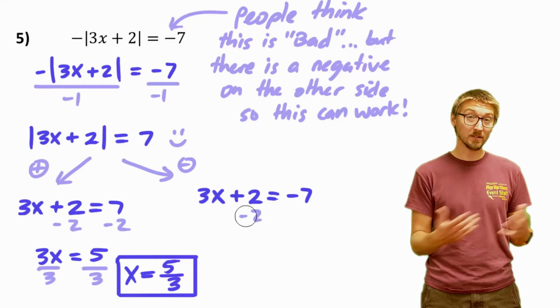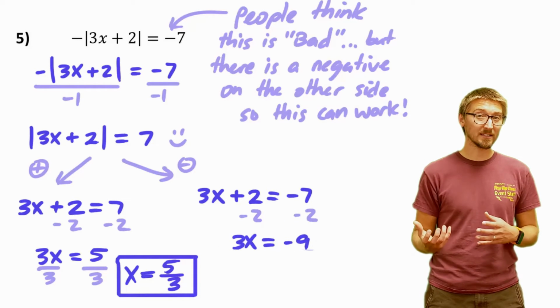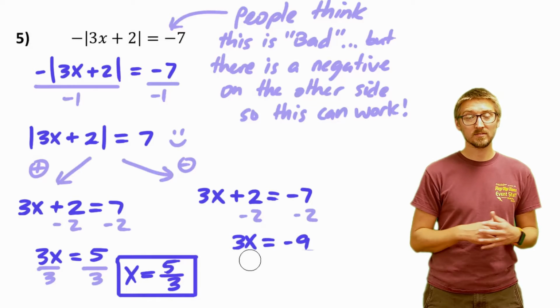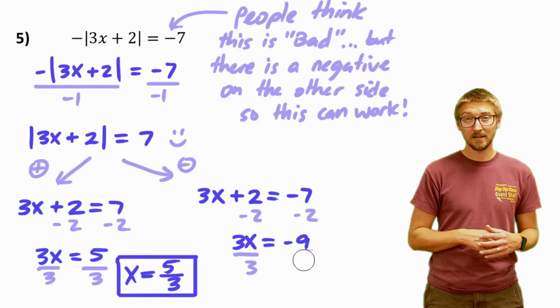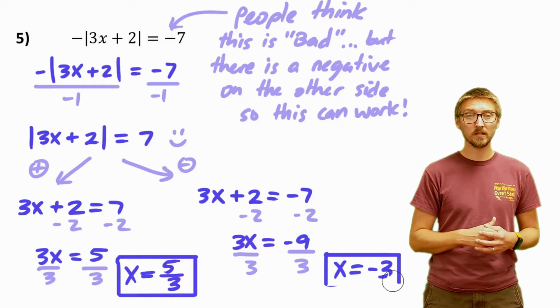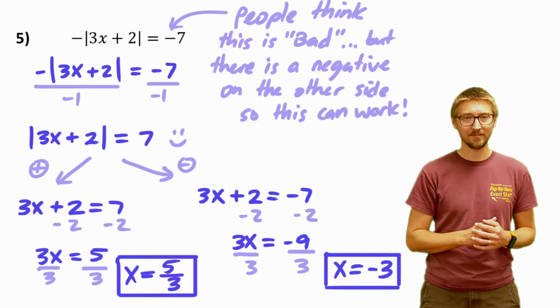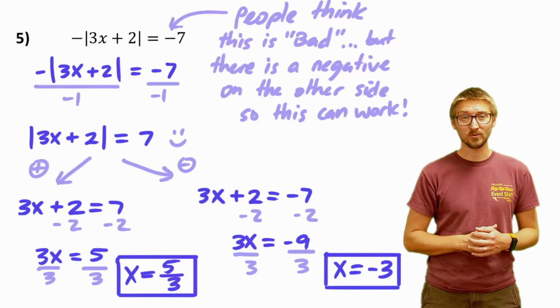Enough silliness, though, and let's look at the negative branch. If we have 3x plus 2 equals negative 7, subtracting 2 from the left and the right, negative 7 and negative 2 make negative 9. Dividing by 3 to get x by itself, negative 9 divided by 3, a nice whole number. I get negative 3 as my solution.